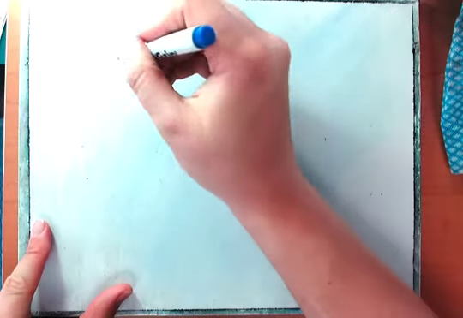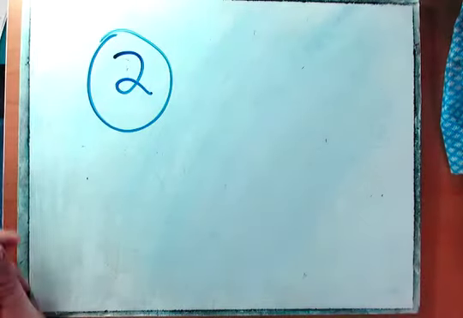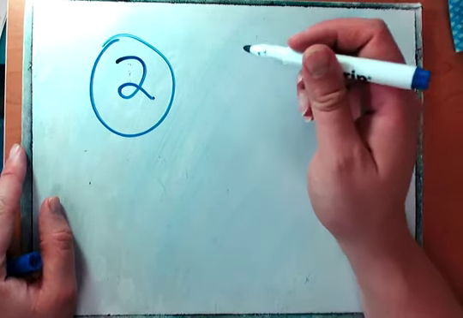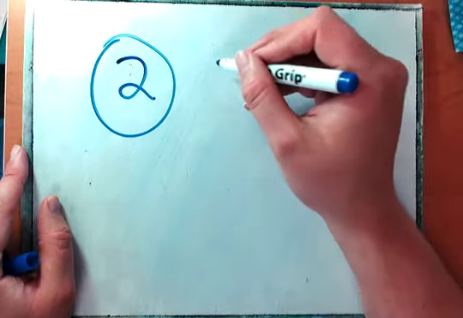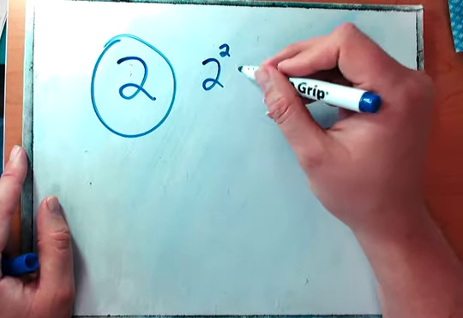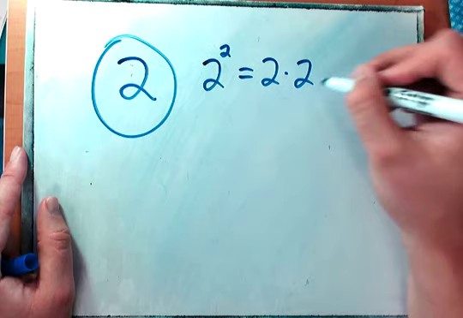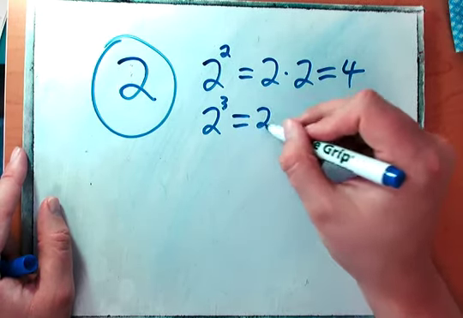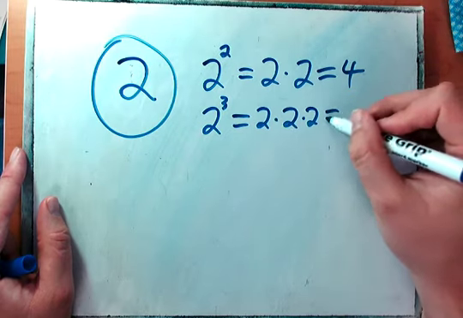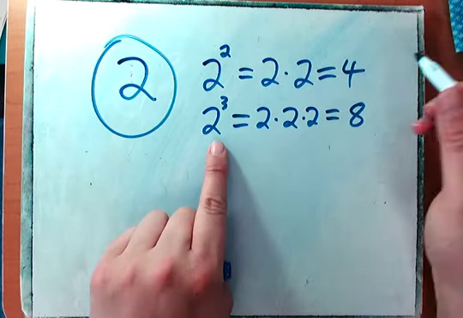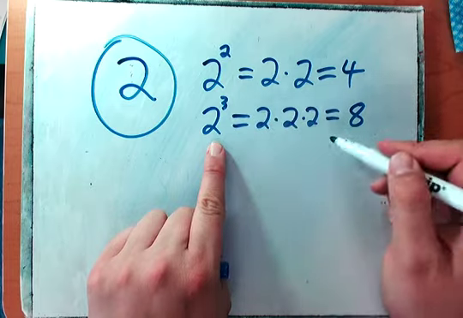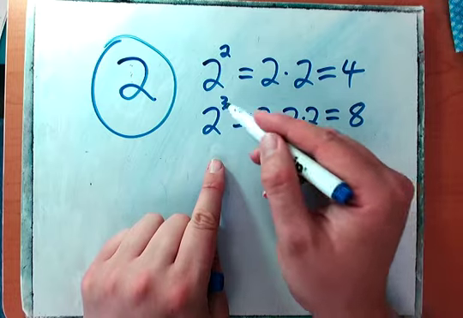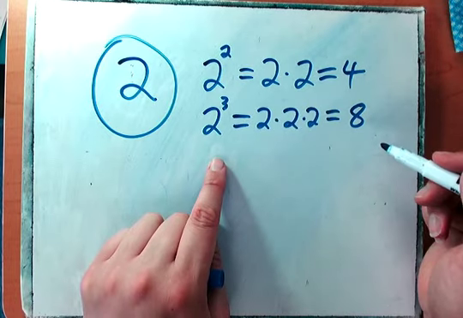Question 2. There's all sorts of power rules, and I need you to get to play with exponents. So remember, if I have 2 squared, that's the same thing as saying 2 times 2, which is 4. If I have 2 to the 3rd, it equals 2 times 2 times 2, and that equals 8. It does not equal 2 times 3 equals 6. That is wrong. It is 2 times 2 times 2. When in doubt, do it on your calculator so you don't mess it up.